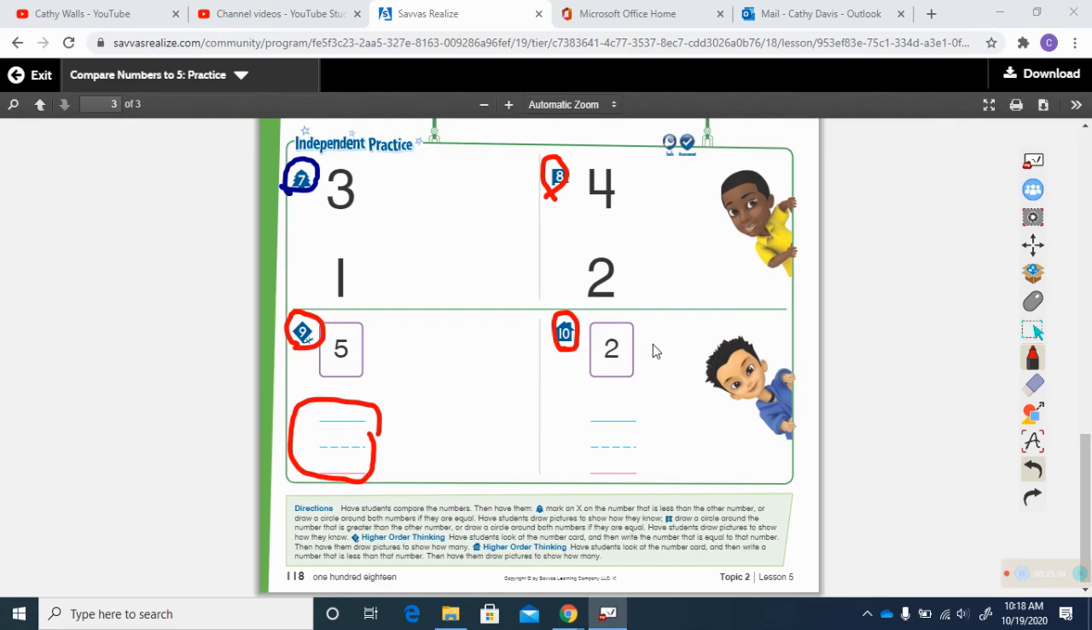Now, draw your dots. Draw your 2 dots, and then draw your dots for this one to show me that it is less than the 2.